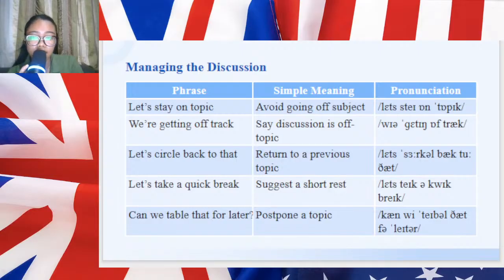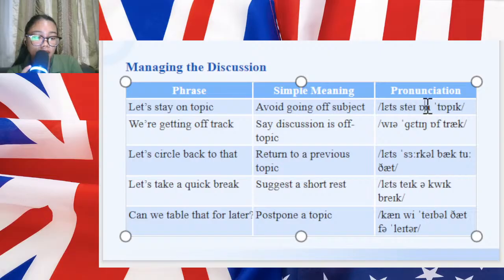So, let's have the pronunciation. Pronunciation wise, let's start with let's, familiar with that already. Stay with a clear diphthong A sound, and then on, short O vowel sound, and then topic, short vowel sounds here, both O and E. Okay, let's stay on topic again. Let's stay on topic.